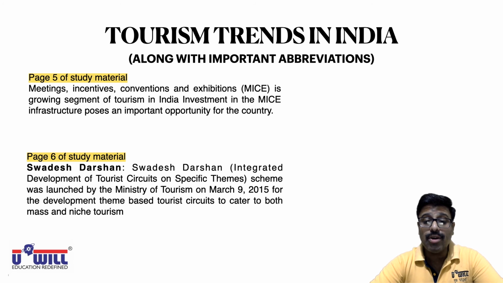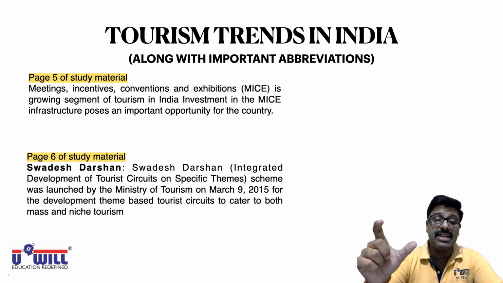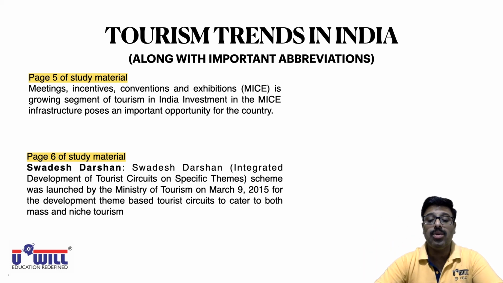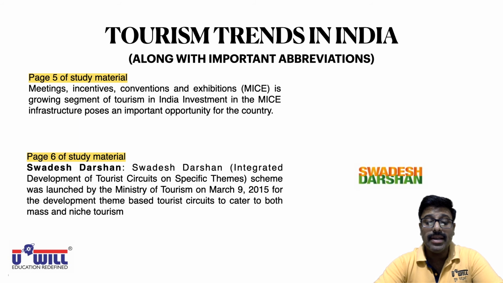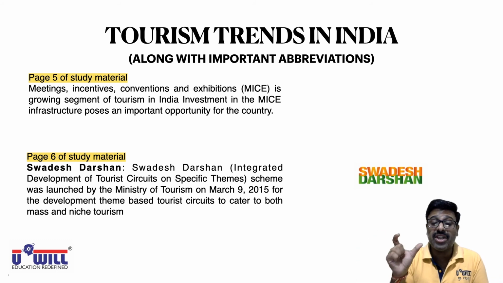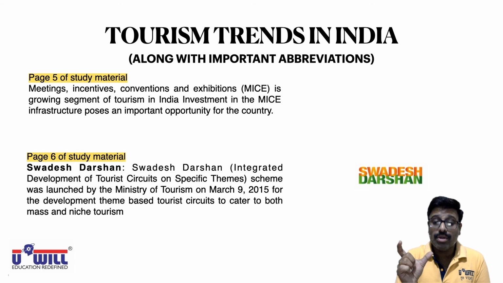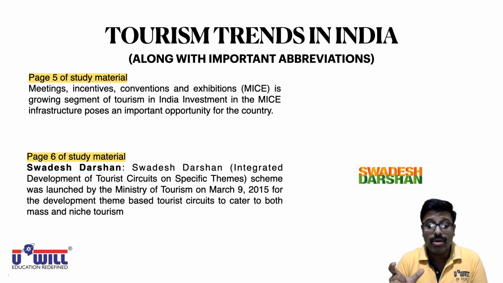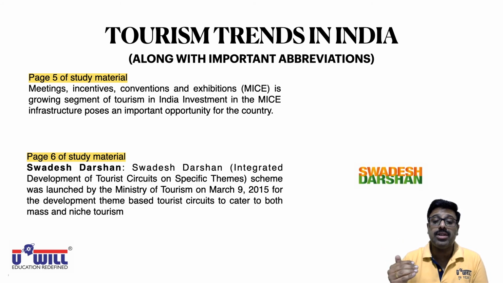Now, this video all of you would have seen many times in the past, of Amitabh Bachchan. So this was an initiative of Swadesh Darshan. What is Swadesh Darshan? Swadesh Darshan is the integrated development of tourist circuits on specific themes. Could you see that specific theme of Kutch in this particular video? So that element was started by the government of India to attract tourism.